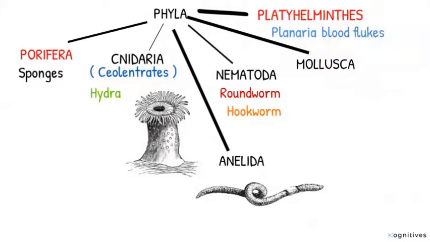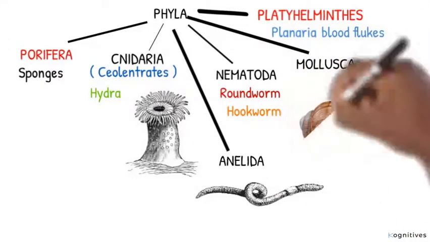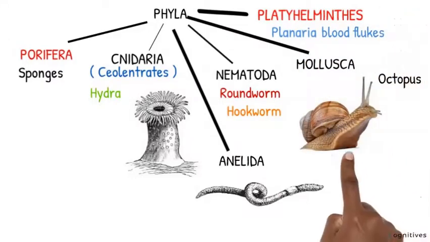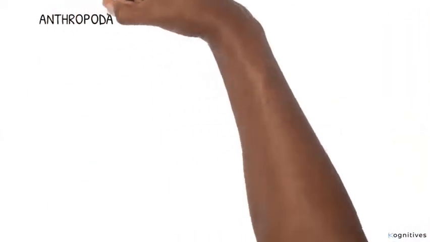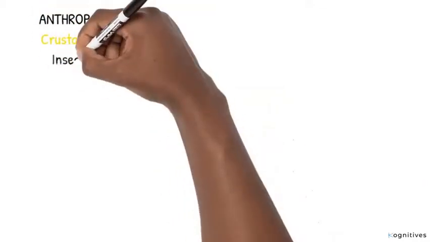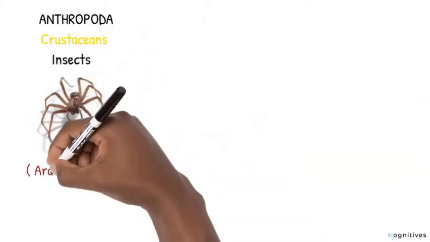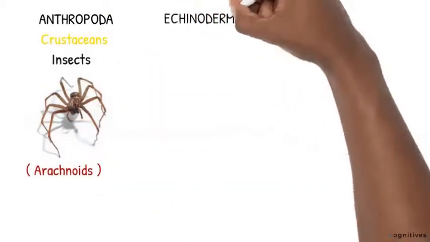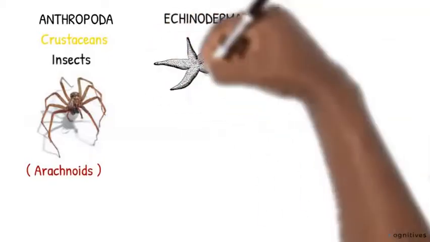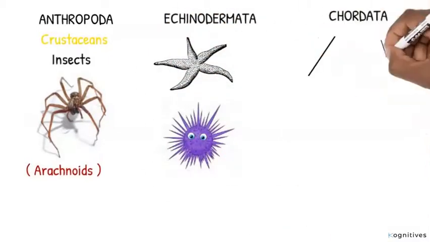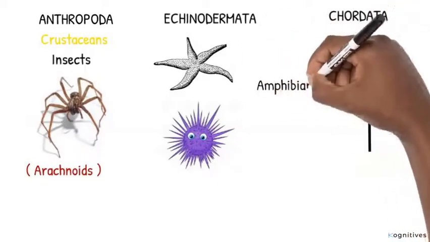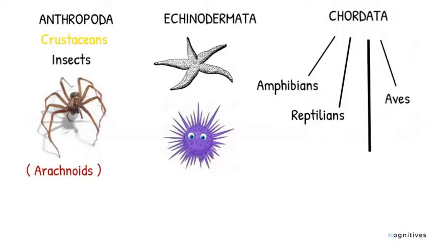We have phylum Mollusca, which comprises organisms like snails, octopus, squid, oysters, etc. We have the Arthropoda, which contains organisms like the crustaceans, the insects, the spiders or the arachnids. We have the Echinodermata, which comprises the starfish and sea urchins. And we even have the Chordata, which may be further classified into the amphibians, the reptilians, the aves, and the mammals. Let's discuss some of these phyla.